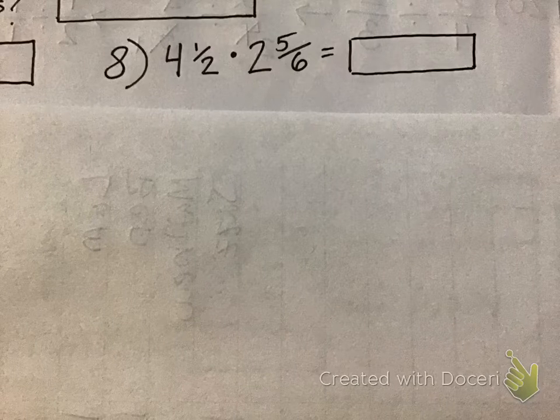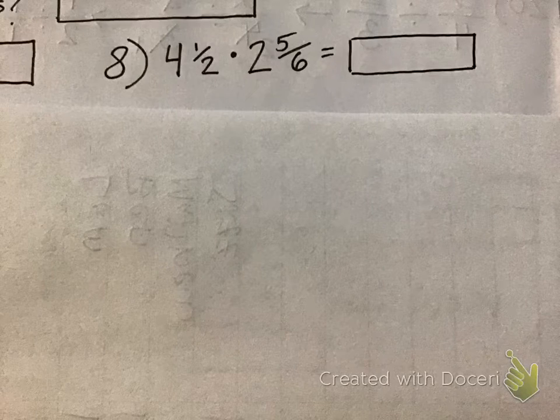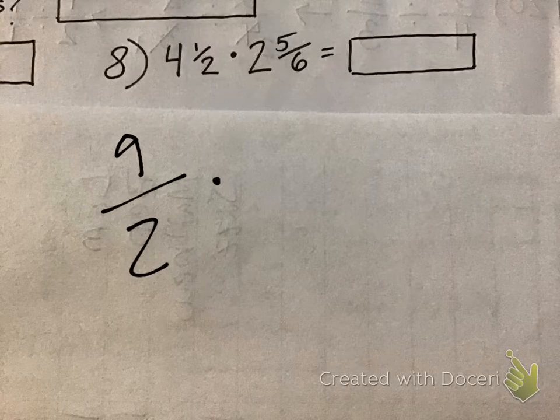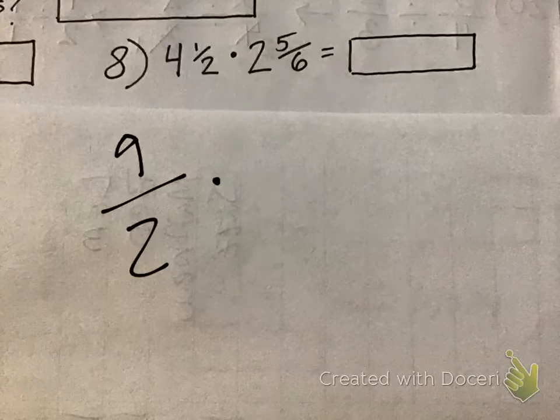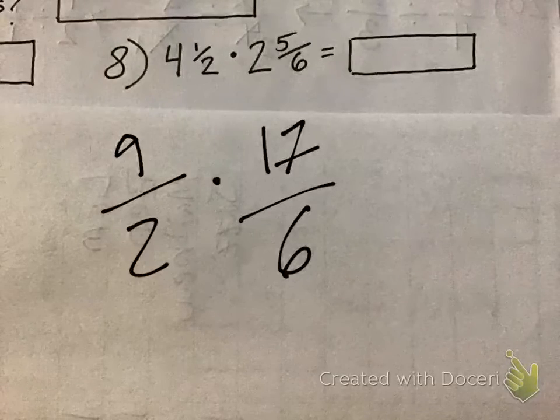I turn it into a? Into an improper fraction. So what is 4 and 1/2 as an improper fraction? Yes, Oswaldo, we get 9/2. What about 2 6/5 as an improper fraction, Romario? 17/6. Can I cross cancel anything?